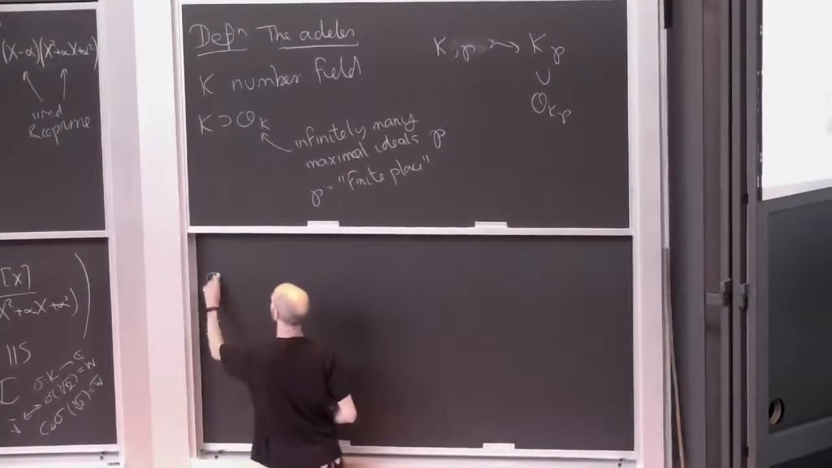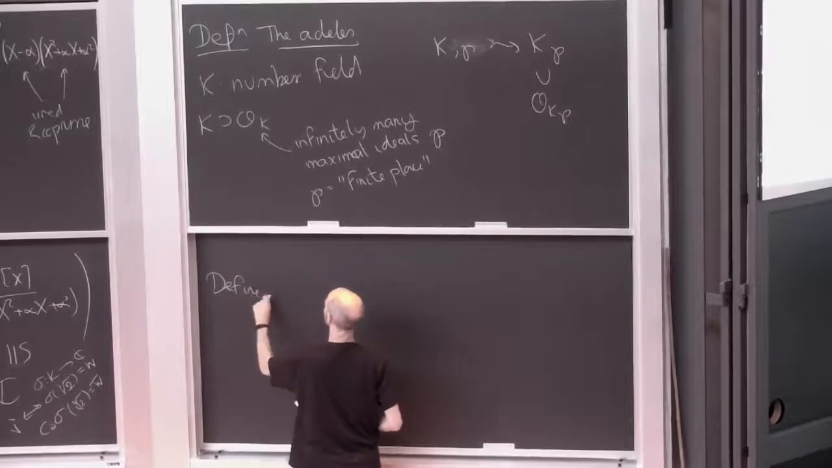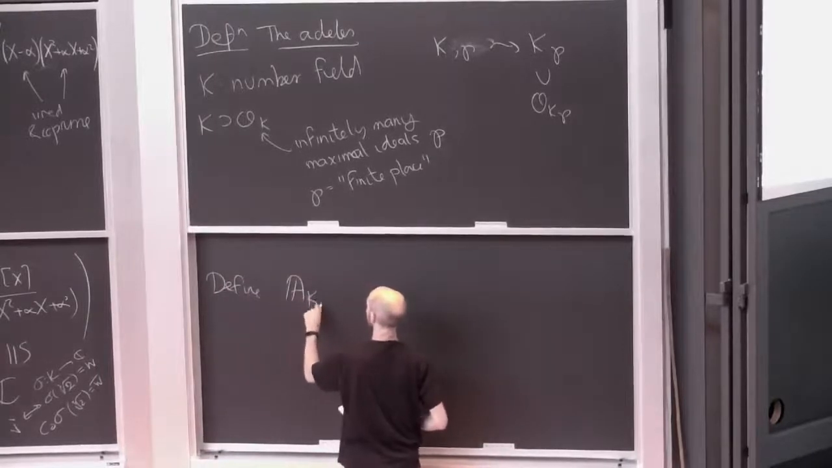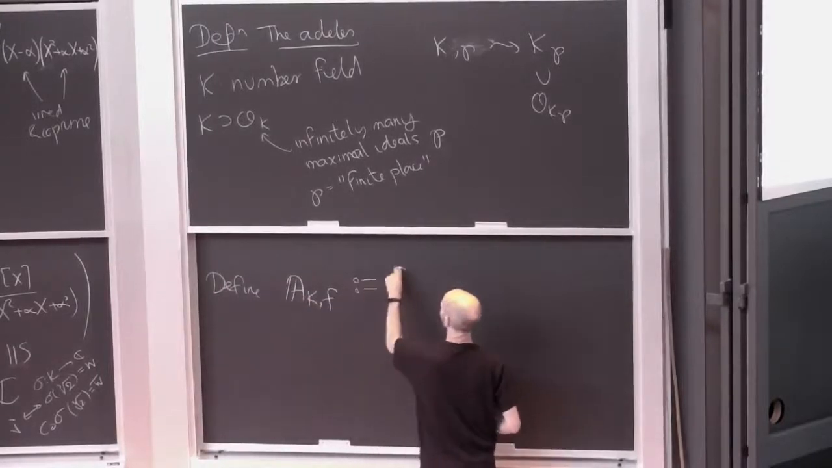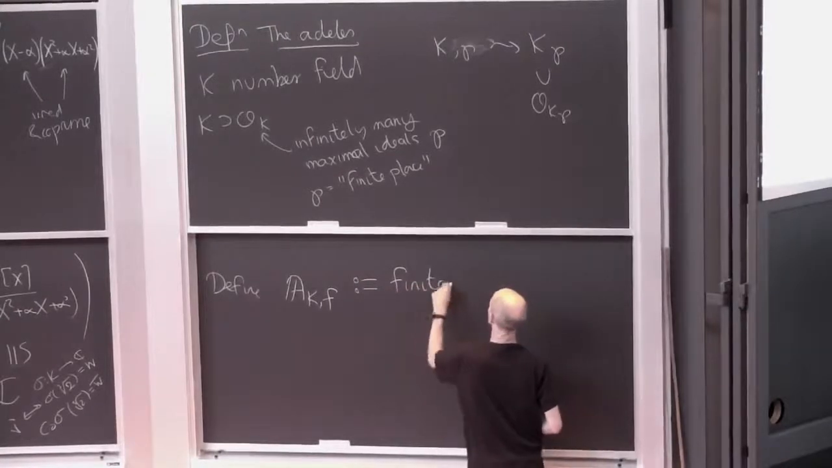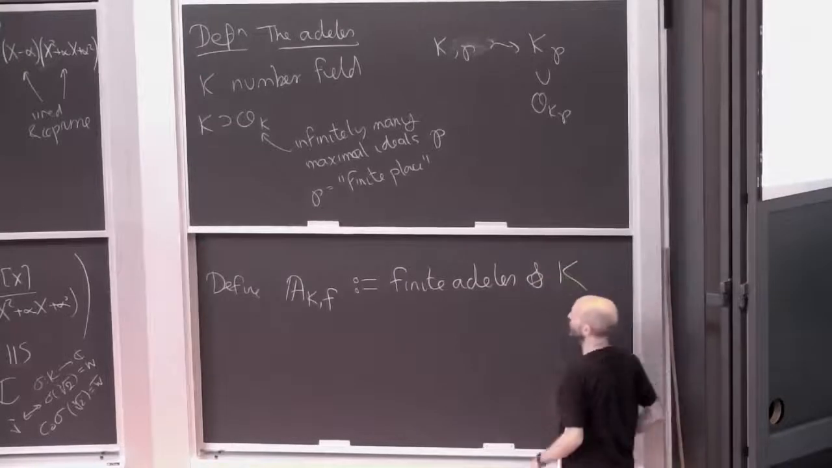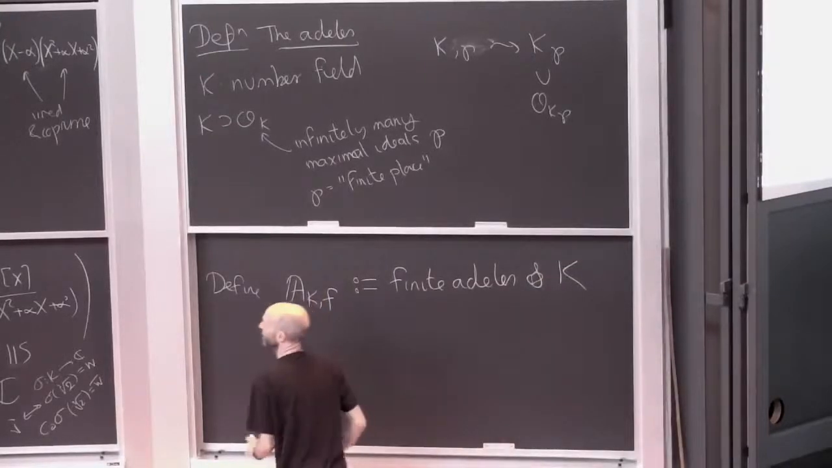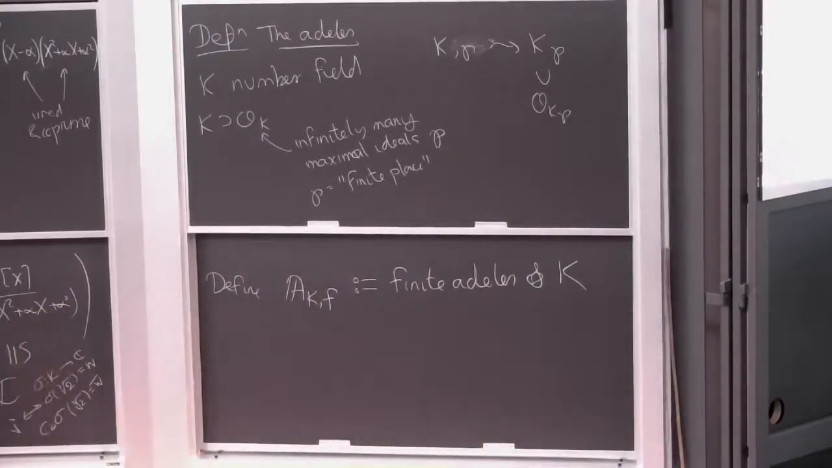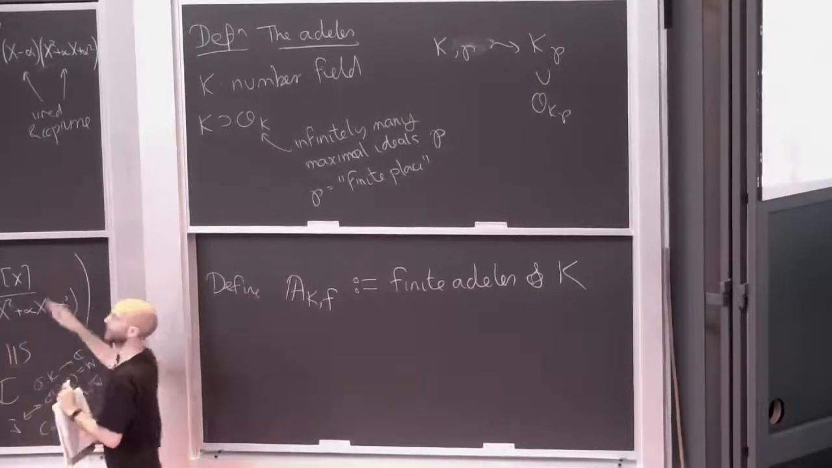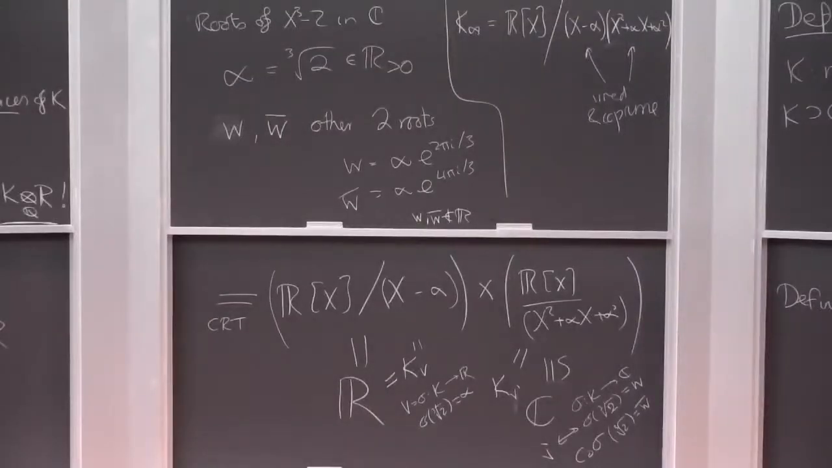So let me define the finite Adeles, A_K^F, right? That means the finite Adeles of K. And it's not quite, you see, with the infinite places, I just took the product of all of them. There was finitely many infinite places. Let's just take the product. You see here what's happened. There were 2 infinite places. There was a real one and a complex one, and I just ended up with a copy of the reals and a copy of something isomorphic to the complexes.